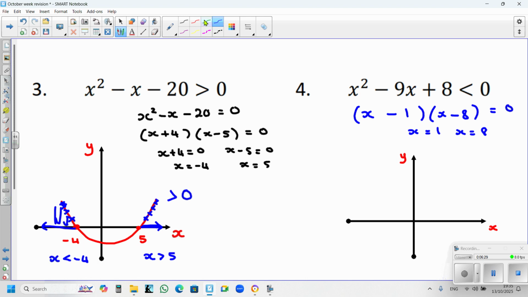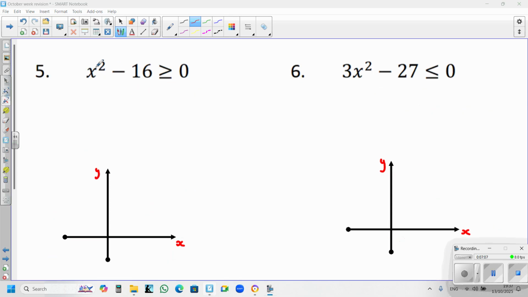I'll draw them in as my roots. So there's a root at 1, there's a root at 8, and it's a positive, so I've got the U-shaped parabola that looks like that. I want the bit less than 0. Remember that less than 0 is the bit underneath the x-axis. The part of the graph that's underneath the x-axis is that bit there. It's one continuous bit. How do we describe it? All those x's lie in between 1 and 8, and we put our arrows in that way. There's no equal sign, so it just stays as that.